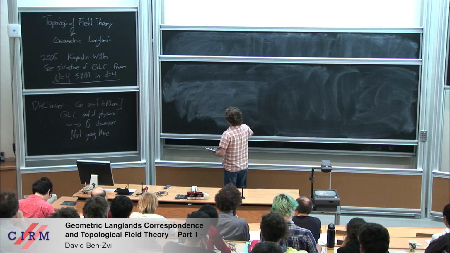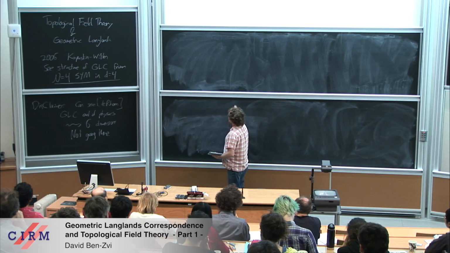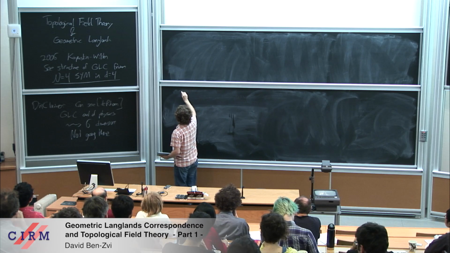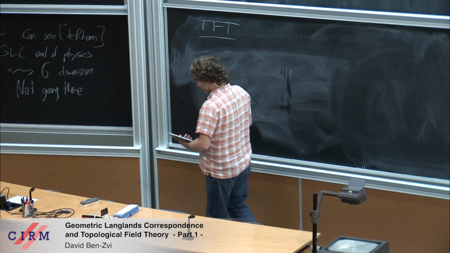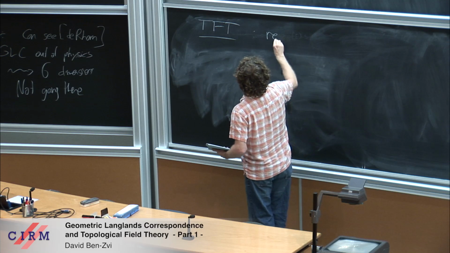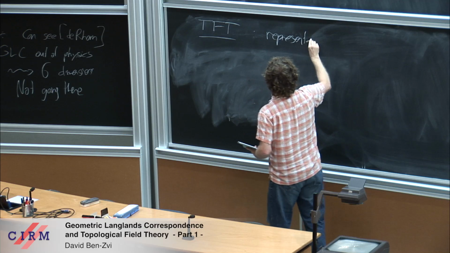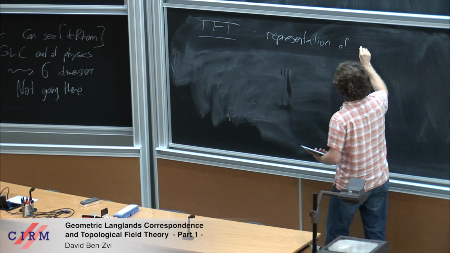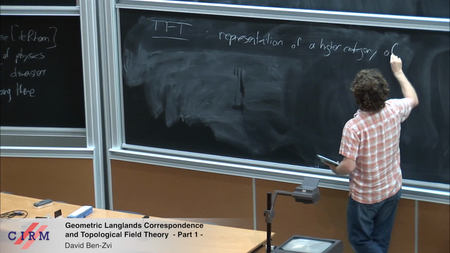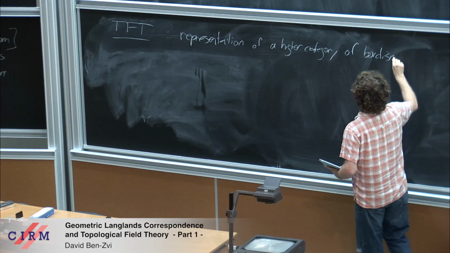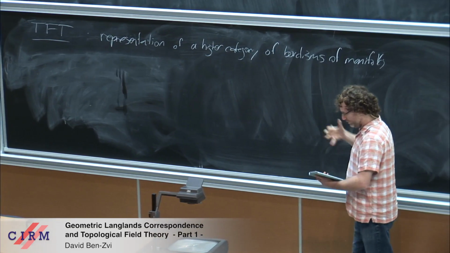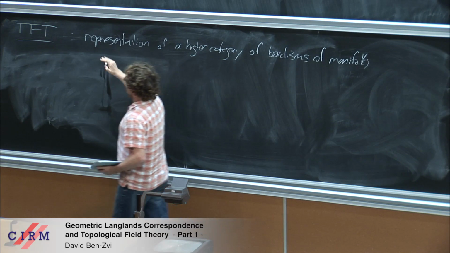In any case, let me get started. So I'm going to be talking about topological field theory from the point of view of Jacob Lurie's work on the Cobordism Hypothesis. So what is a topological field theory? Topological field theory is going to be a representation of a higher category that's built out of cobordisms of manifolds. So we're going to start with some higher category made out of cobordisms of manifolds, and we're going to try to represent it somewhere. So let me give the schematics of this.